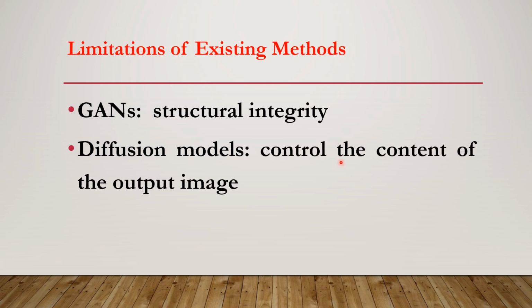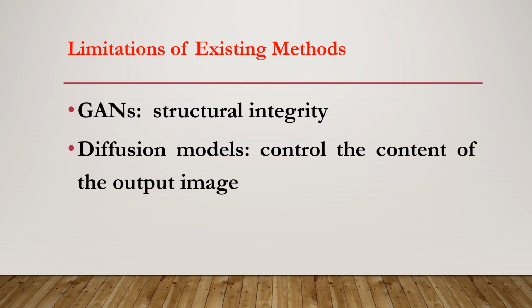Both GAN based and diffusion based methods have limitations that hinder their effectiveness in image to image translation. First, GANs struggle to maintain the structural integrity of the input image during translation, which often introduces unrealistic artifacts, requires multiple training stages and increases the computational cost. Then with diffusion models, while they are adept at generating realistic images, they often lack the ability to precisely control the content of the output based on specific requirements. Also, their multi-step nature makes them computationally expensive for real-time use.